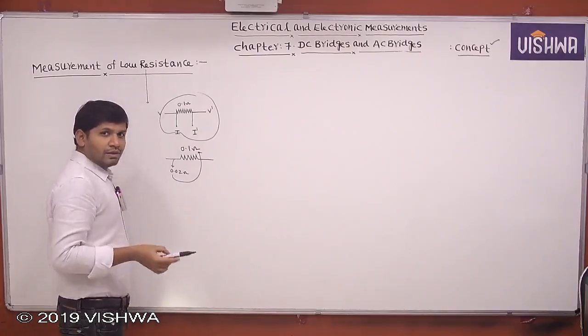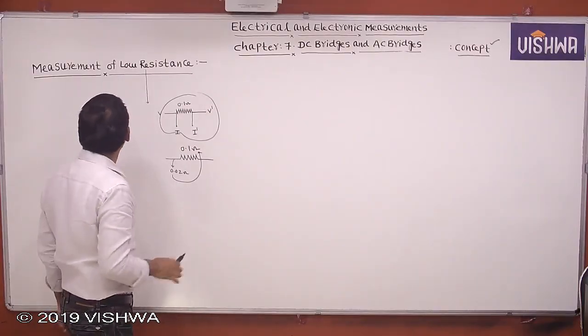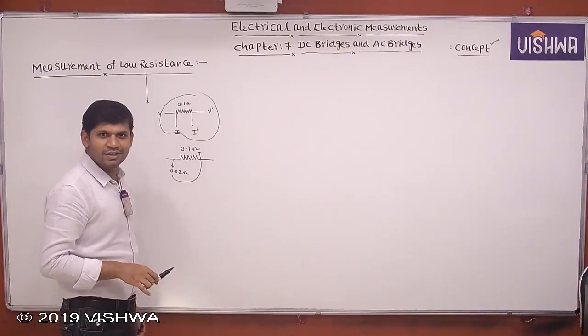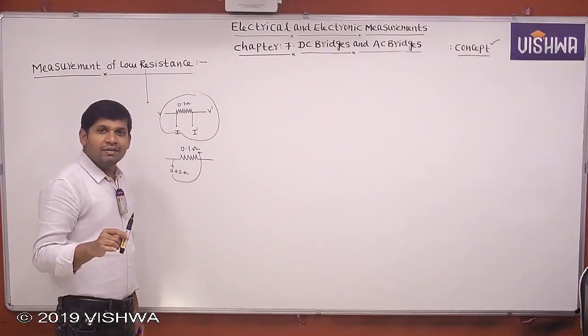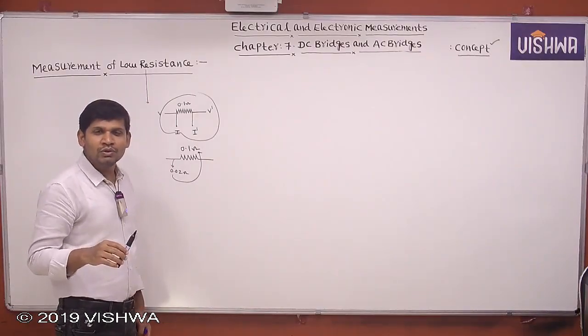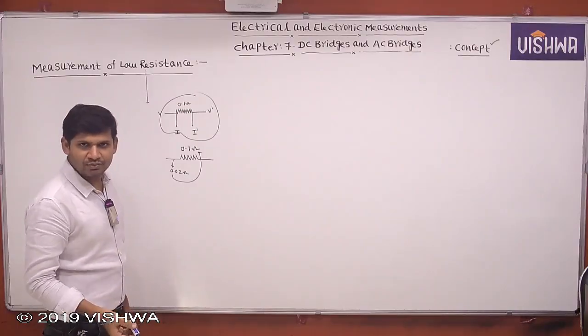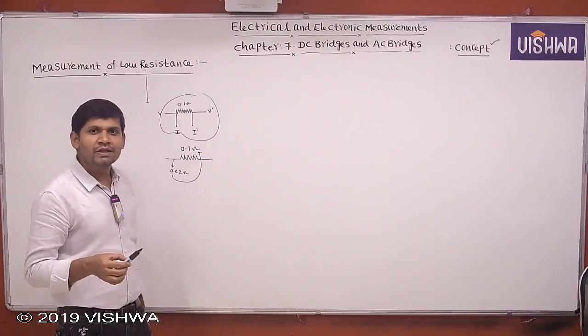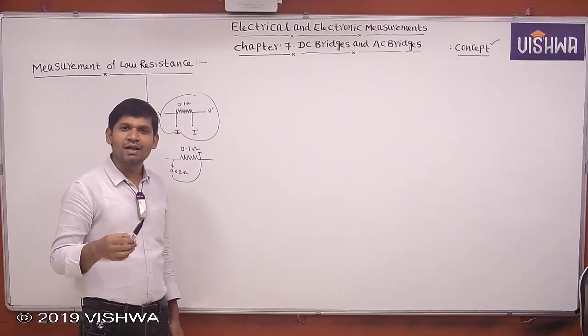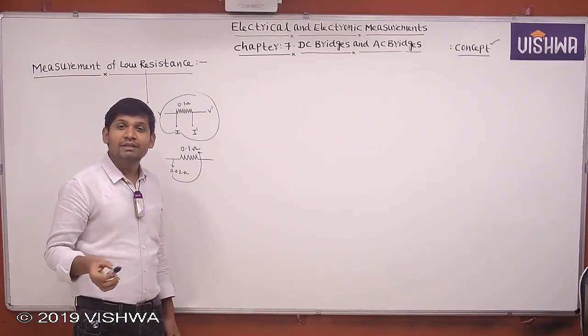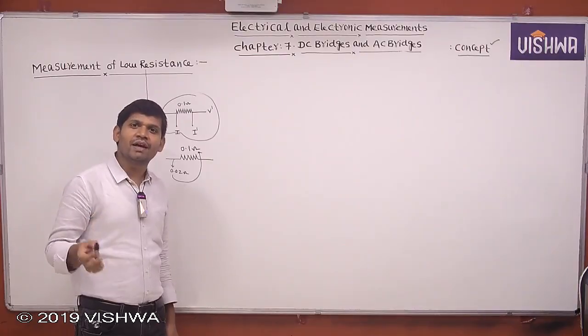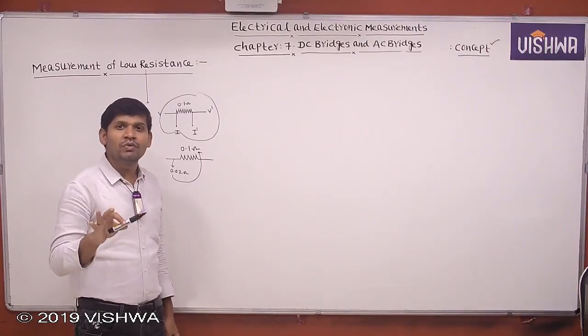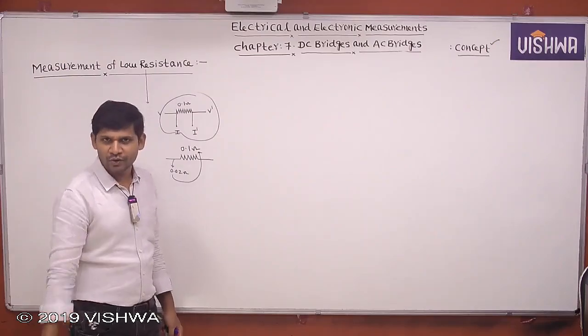Another difficulty in the measurement of low resistance is that some error is introduced due to thermoelectric EMFs also. During the measurement of low resistance, we have to eliminate that effect, and also eliminate the effect of lead wire and connecting wire resistance. Then only can we measure the low resistance as a more accurate value.